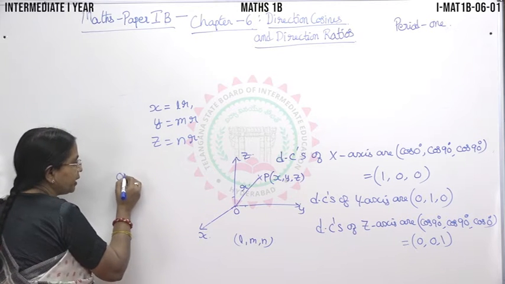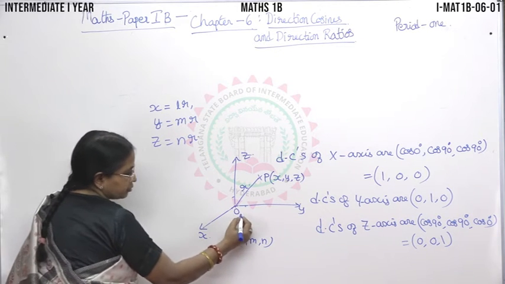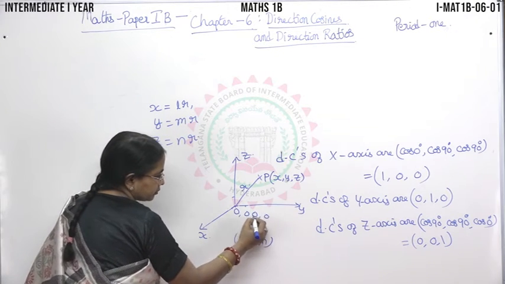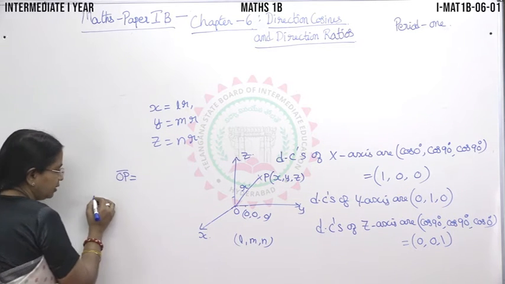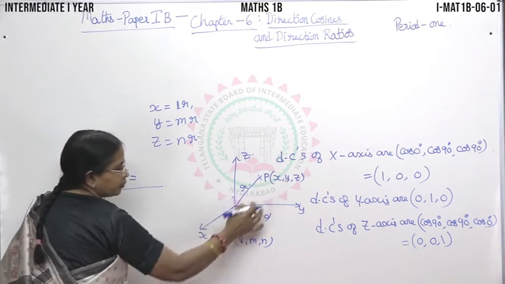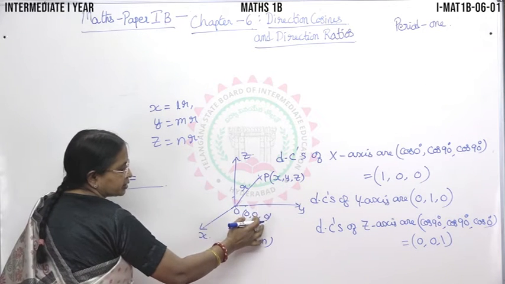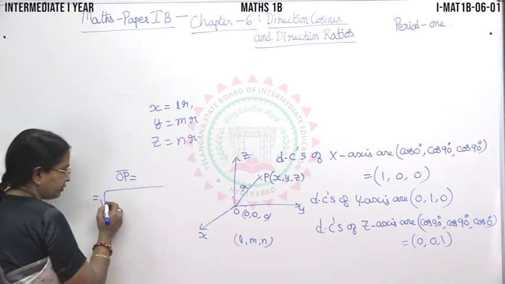Now next another point here: suppose that P(x, y, z) is a point. Then what is the OP distance? O is the origin, O is 0, 0, 0. Now what is the OP distance formula? It is the root of (x2 minus x1) whole square plus (y2 minus y1) whole square plus (z2 minus z1) whole square.